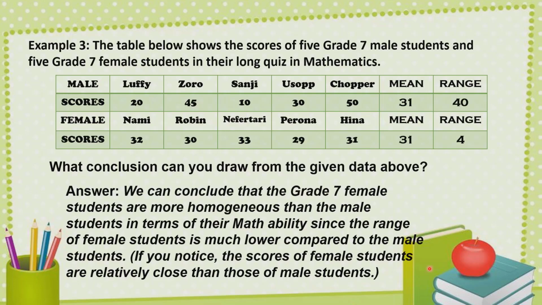We can conclude that the grade 7 female students are more homogeneous than the male students in terms of their math ability, since the range of female students is much lower compared to the male students. If you notice, the scores of female students are relatively closer than those of male students.